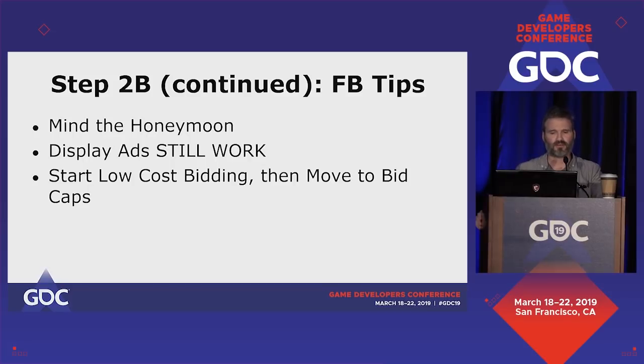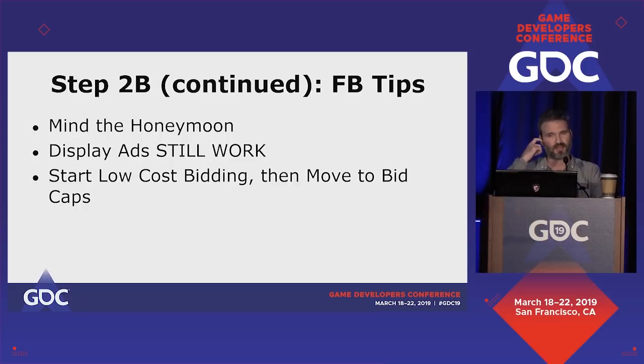Another weird one on Facebook is low-cost bidding. I've mentioned it a couple times, but it's where you allow Facebook to determine what the CPI is going to be for your campaign. You allow their algorithm to figure it out for you. This is great during the honeymoon period, and after it, it is not great. Your CPIs will escalate quickly.